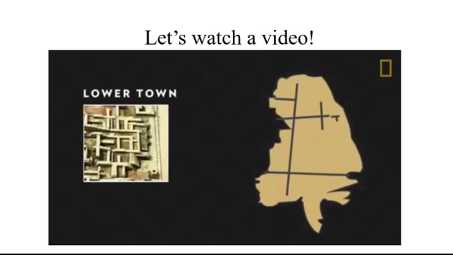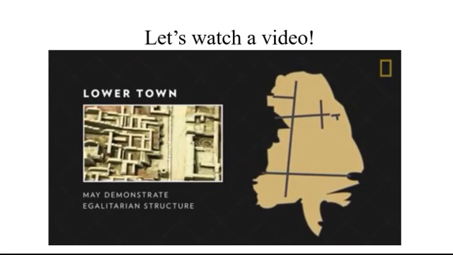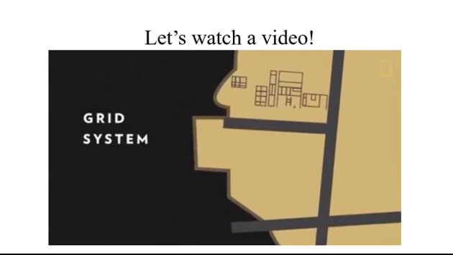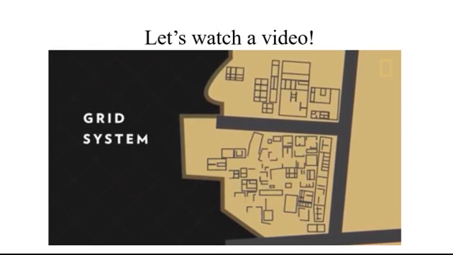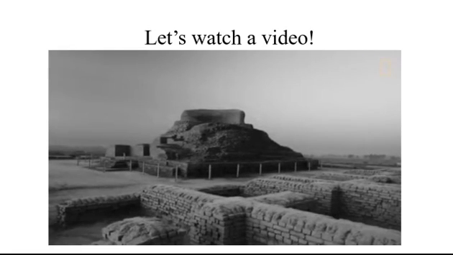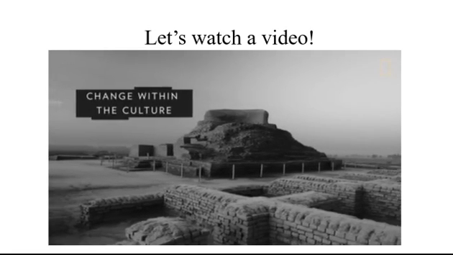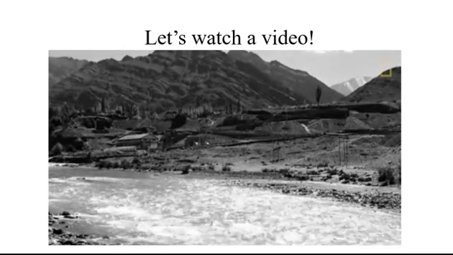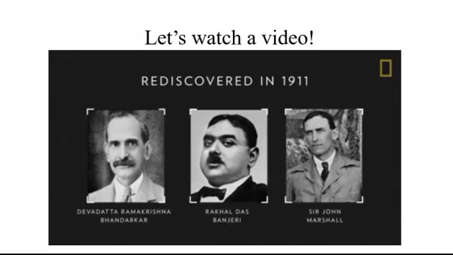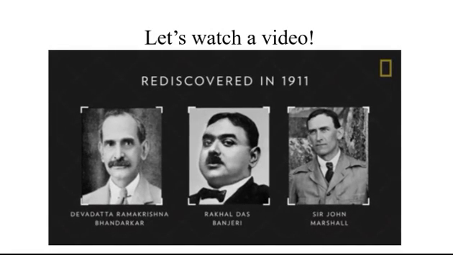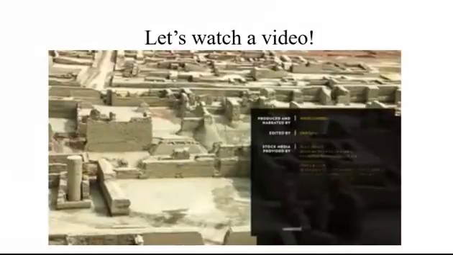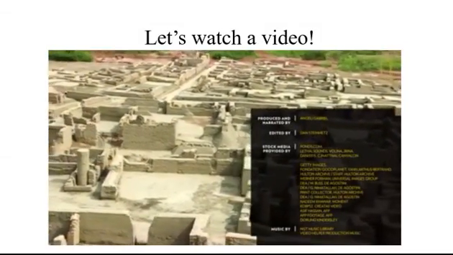The city's second district, the Lower Town, may demonstrate the society's egalitarian structure. The Lower Town, with its intricate water system, was home to between 20,000 to 40,000 people. Unlike many urban areas of its time, it was laid out in a grid system similar to modern-day city blocks. After approximately 600 years, the city collapsed. No one is quite sure why, but the cause could potentially have been a change within the culture, or in the path of the river. Without its crucial source of water, the city's residents may have moved away, leaving Mohenjo-daro nearly abandoned. In 1911, nearly 4,000 years after the city fell into ruin, archaeologists paid their first visit. The ensuing decades of excavations have unearthed countless clues that tell the tale of Mohenjo-daro, but it still holds secrets for us to discover.